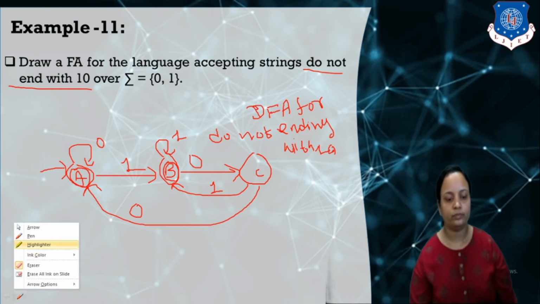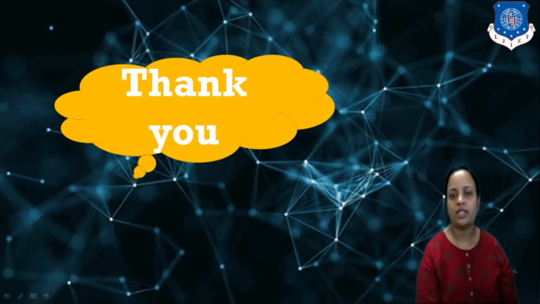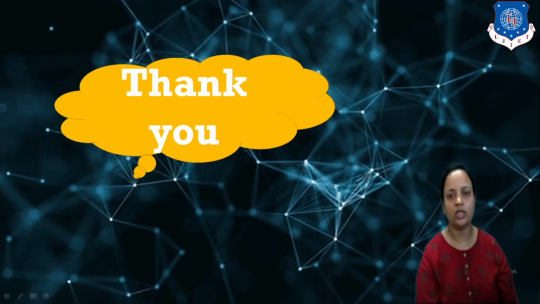So this is the DFA for the language accepting the strings that do not end with 1 0. So in this way we can draw this DFA. I hope this concept is clear to you. Thank you all.